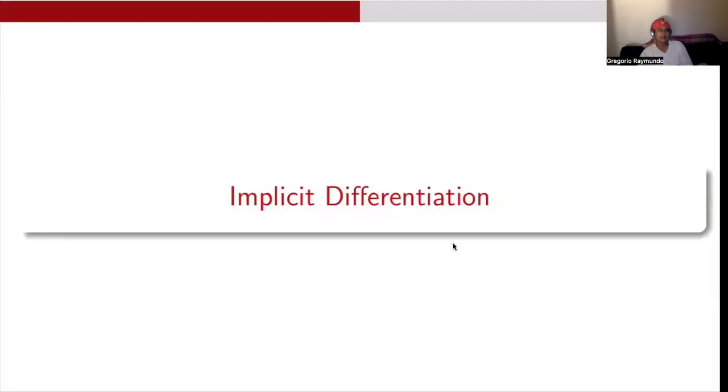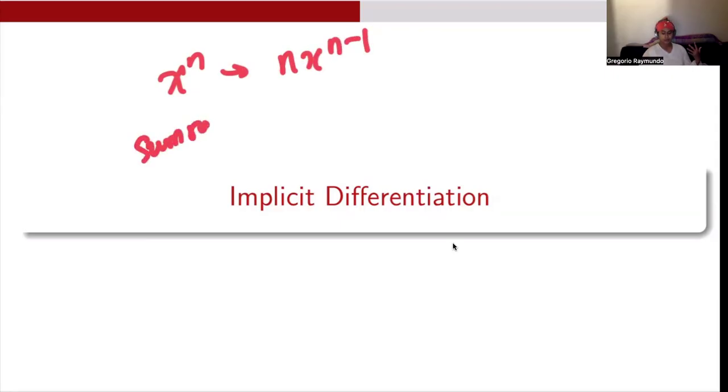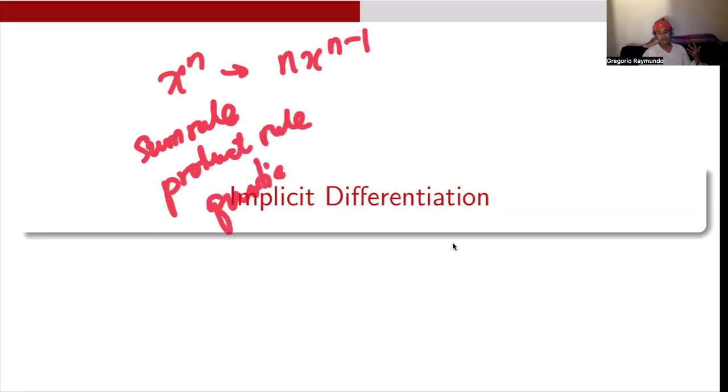Okay, pag-usapan naman natin ang concept ng implicit differentiation. And how is it different from the basic differentiation that we have learned so far? Namely, yung power rule. So yung x to the power n magiging nx to the power n minus 1. Tapos meron din tayong sum rule. Tapos meron din tayong, of course, yung mga new favorites ninyo, product rule, quotient rule, and last but not the least, yung chain rule.